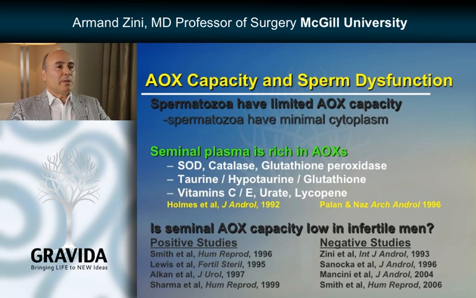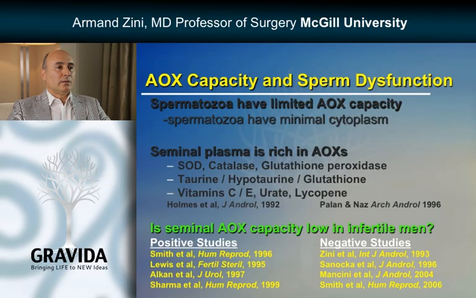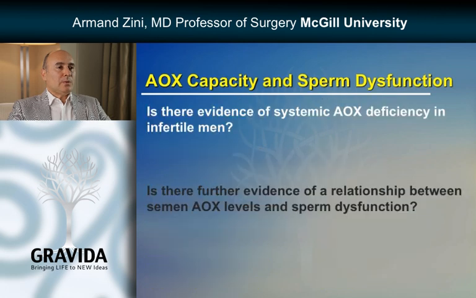Now we know that seminal plasma is a rich source of antioxidants, and these antioxidants will help protect spermatozoa from oxidative stress, and these include enzymatic and non-enzymatic antioxidants. The question is whether a seminal antioxidant capacity deficiency is present in infertile men or not. And some studies support the fact that antioxidant deficiency is identified in some men. Other studies have not shown that. So this is still a controversial subject. Now, is there any evidence of systemic antioxidant deficiency in infertile men?